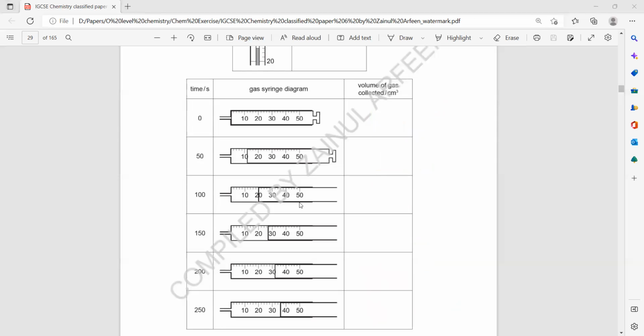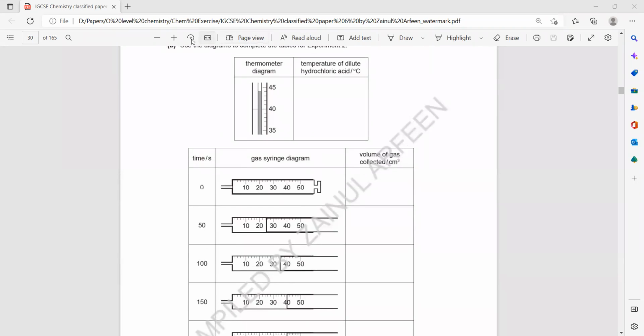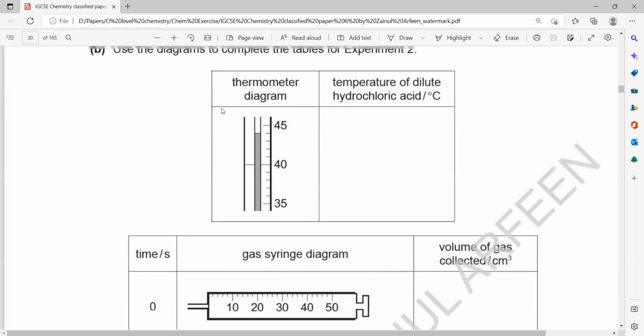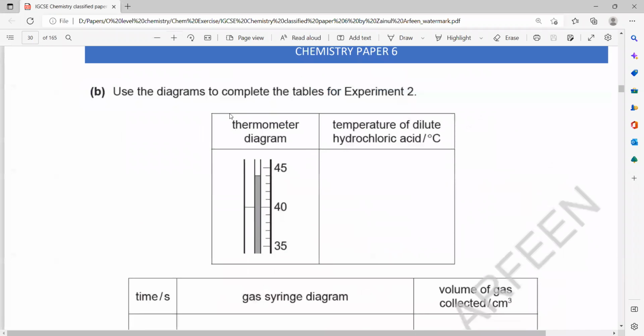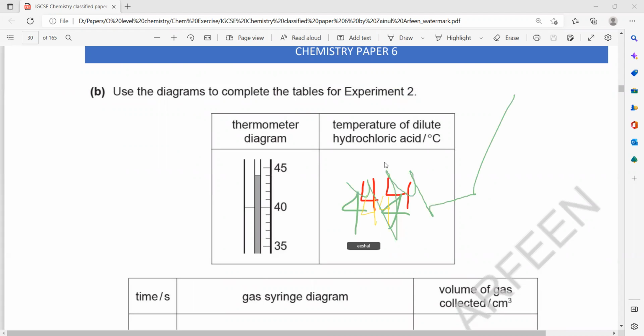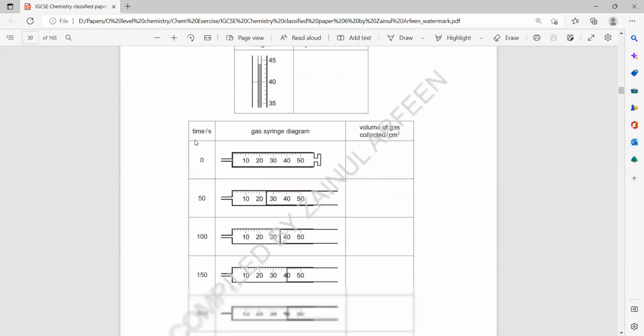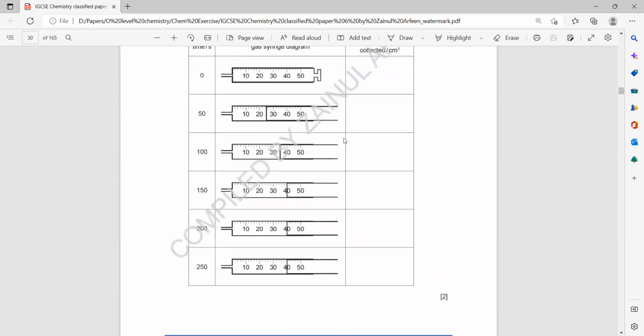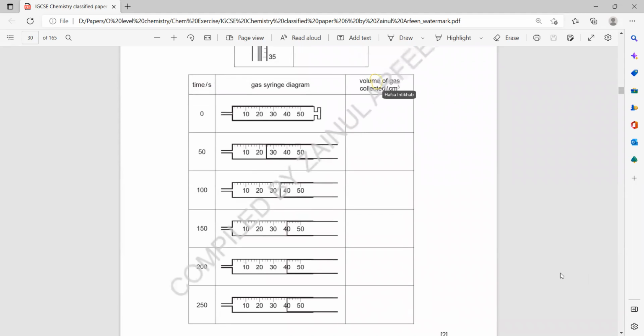The next one, first complete the temperature reading. What's the temperature reading for experiment 2? So that's 44. Then use screen annotation. I will arrange the screen and you use screen annotation to complete the volume of the gas collected in the second experiment.